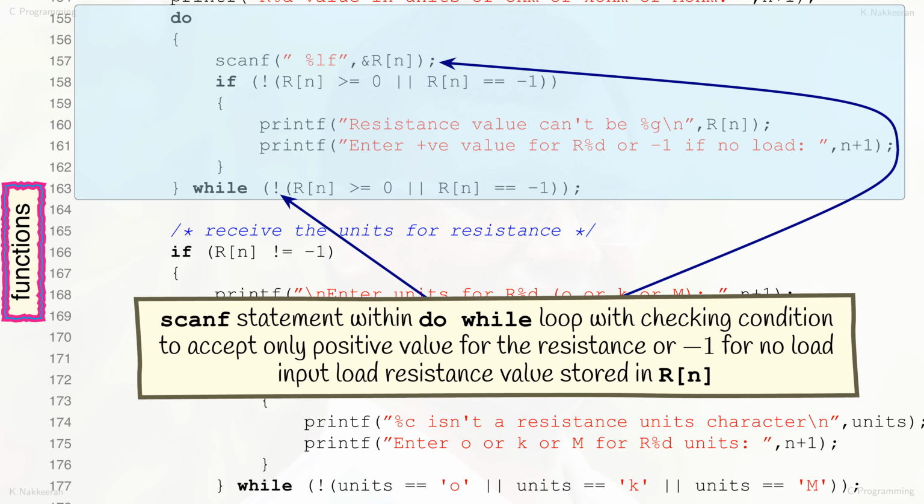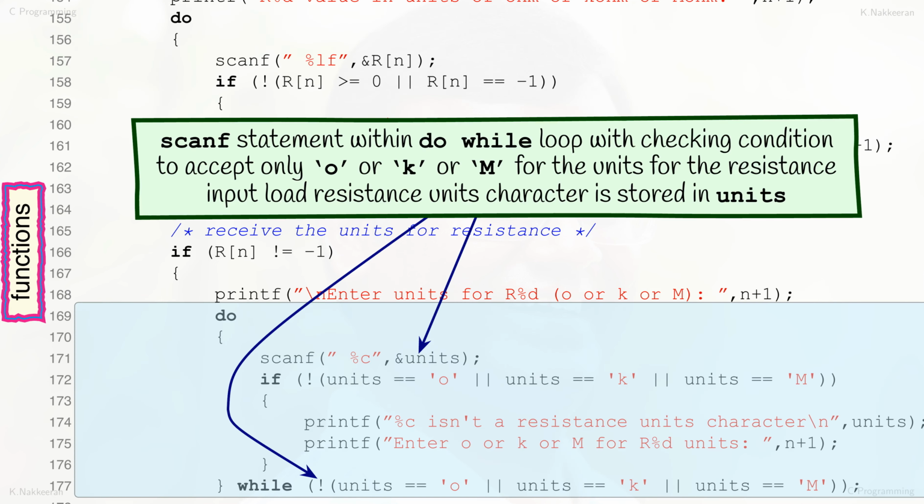Lines 155 to 163. The do while statement that includes the scanf statement in line 157 is written with the appropriate checking condition within parentheses in line 163 to accept only a positive value for the load resistance, or -1 if no load is connected. The input load resistance value is stored in the memory location of the appropriate element of the double type array R.